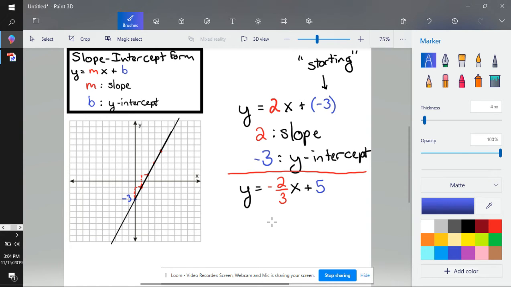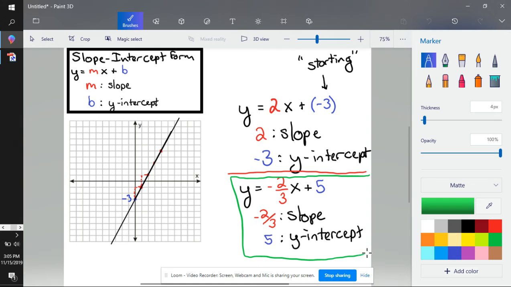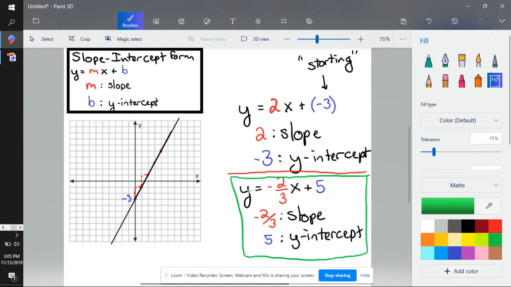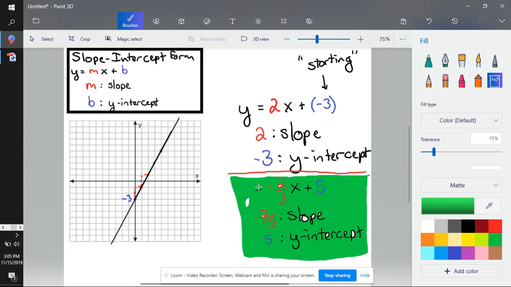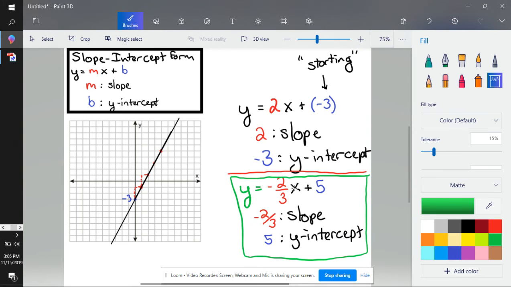So if you're looking at this, you can immediately go, okay, our slope is going to be negative 2/3. That's going to be our slope. And this 5 will be the y-intercept. And again, that is where our line is going to cross that axis. I'm going to make my line green just to distinguish, and I'll put it over here like this. And you know what? I'm going to change all of my colors here.